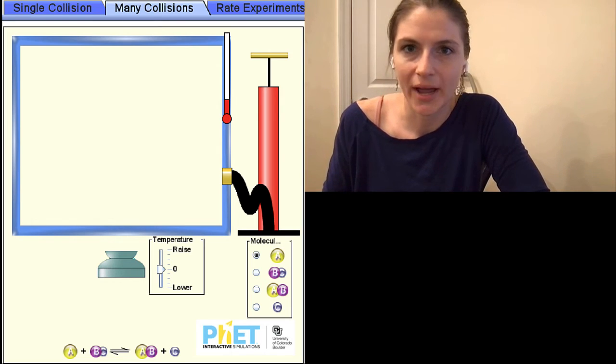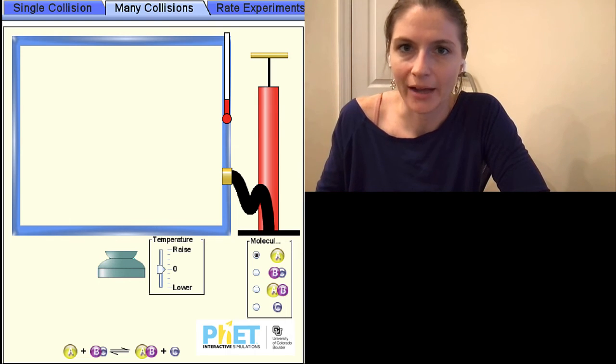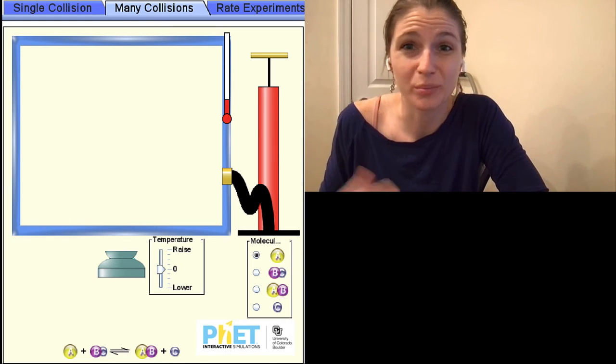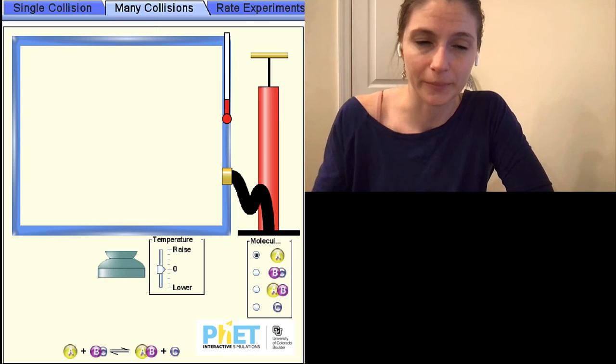This is one of the reasons why we cook our food at higher temperatures. Part of it is to actually change the chemical composition of our food, and part of it is just to make the whole process happen faster.